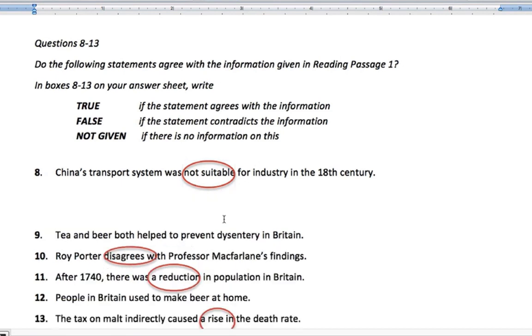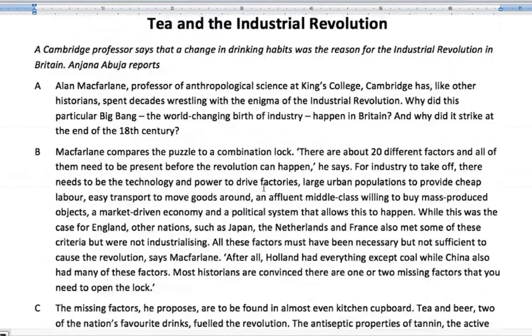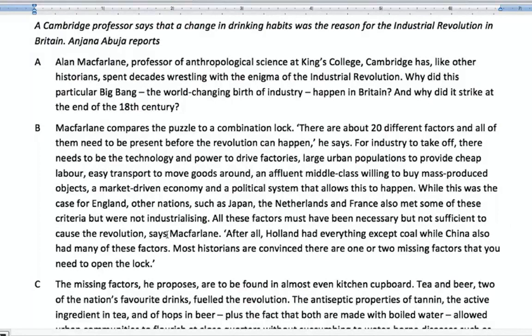Anyway, I'm just going to go and find these sentences for you, and I'll copy and paste them here. So: China's transport system not suitable for industry, 18th century. That was somewhere here. They had 18th century over here. This was all talking about the 18th century, but the important thing was that China was over there. So I'll just copy and paste that.